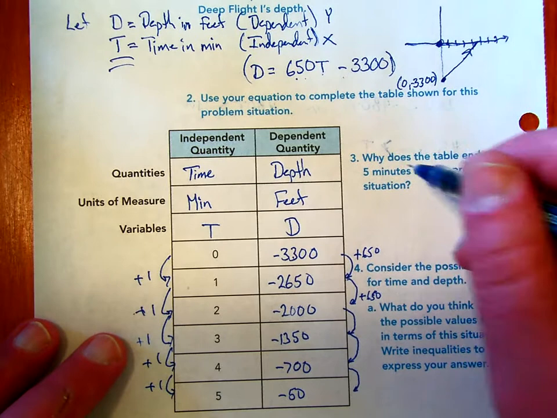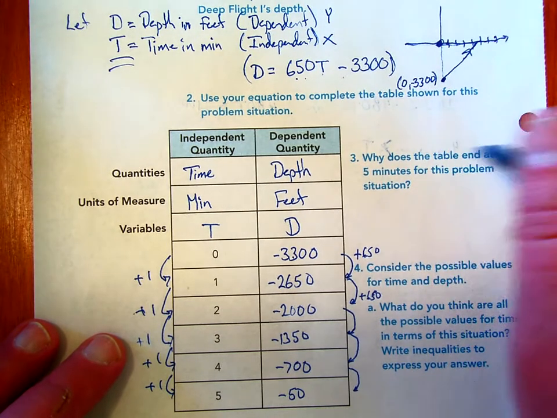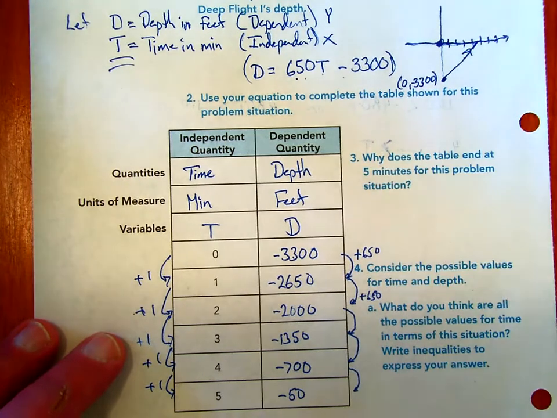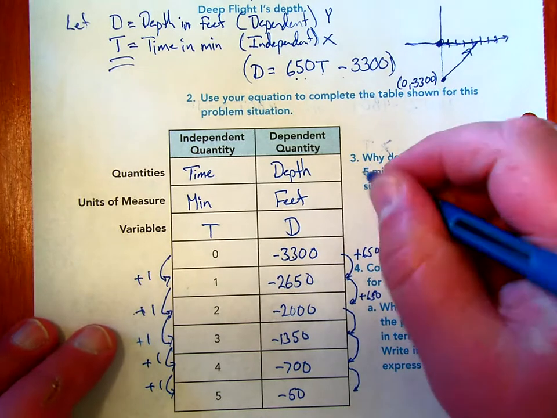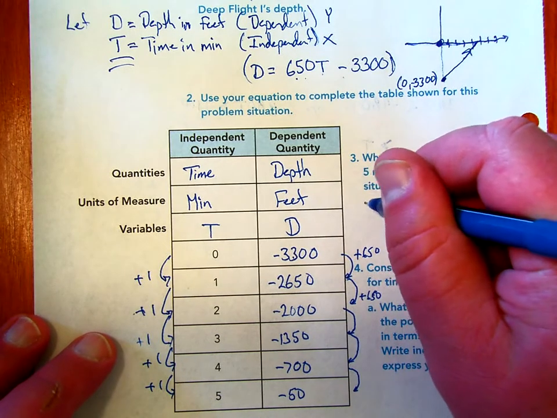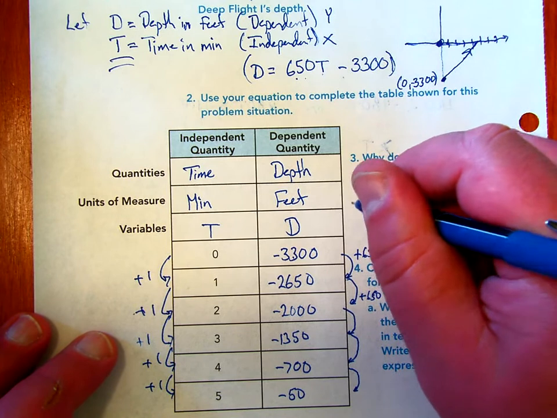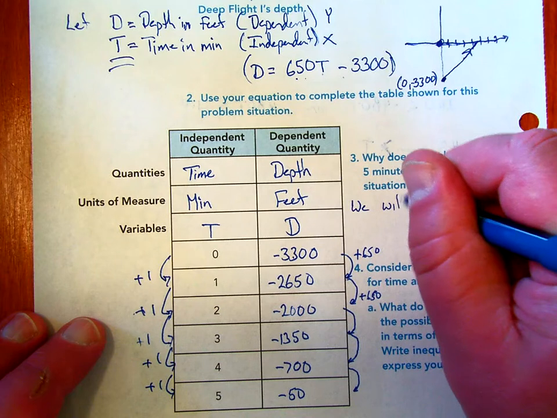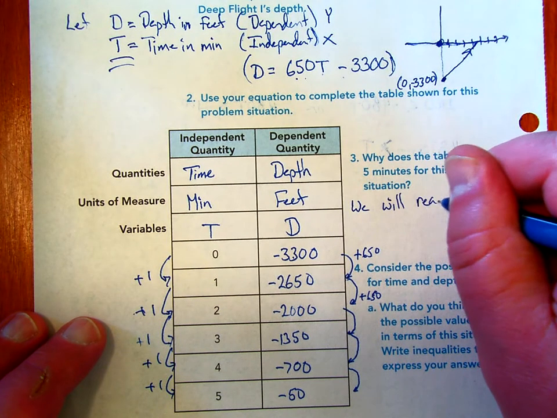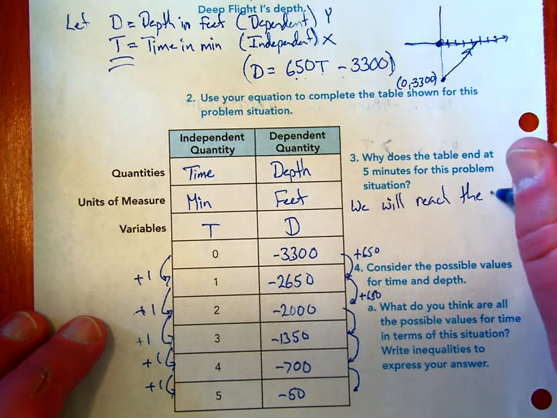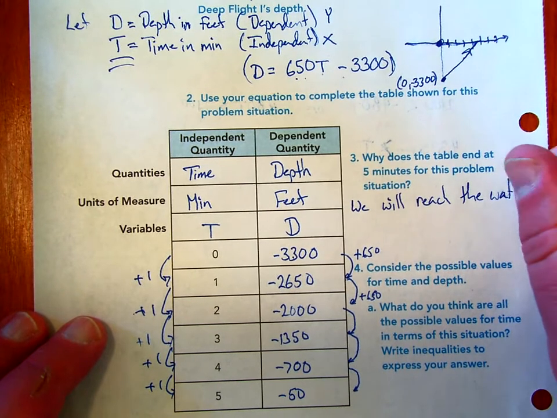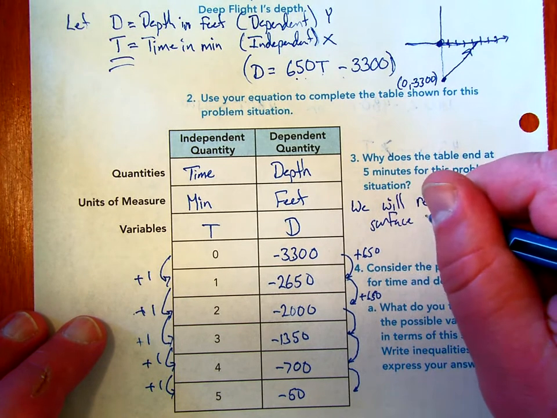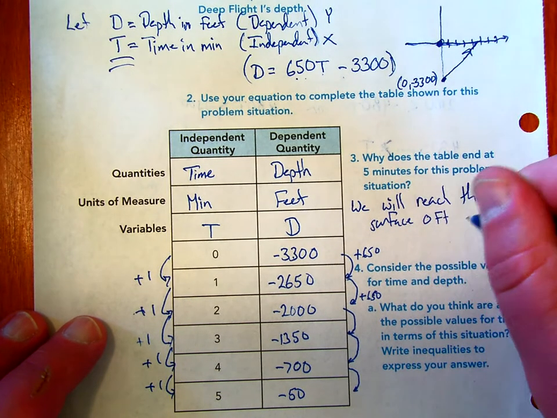Why does the table end at 5 minutes for this problem situation? It doesn't make sense to use 6 minutes since we'll reach the surface, we'll reach 0 prior to that. We'll reach the water surface, which is 0 feet, before 6 minutes.